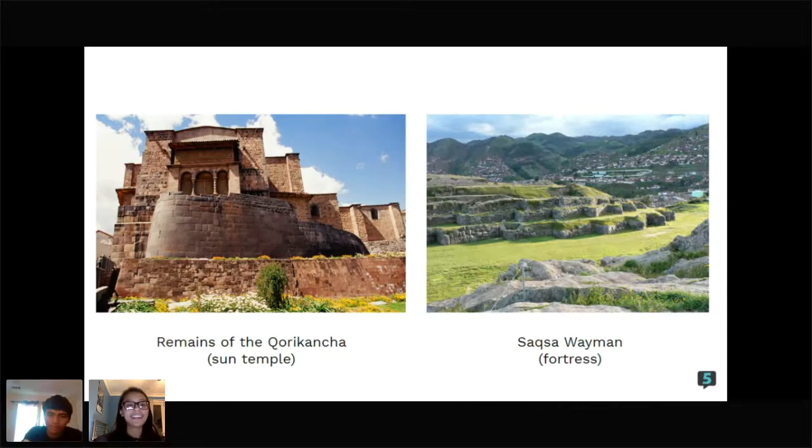It's a lot of rocks and they're stacked pretty high, even though this picture doesn't really seem like it.